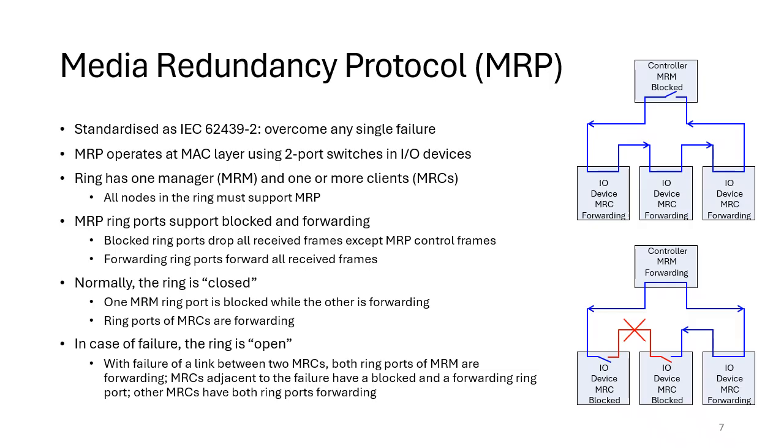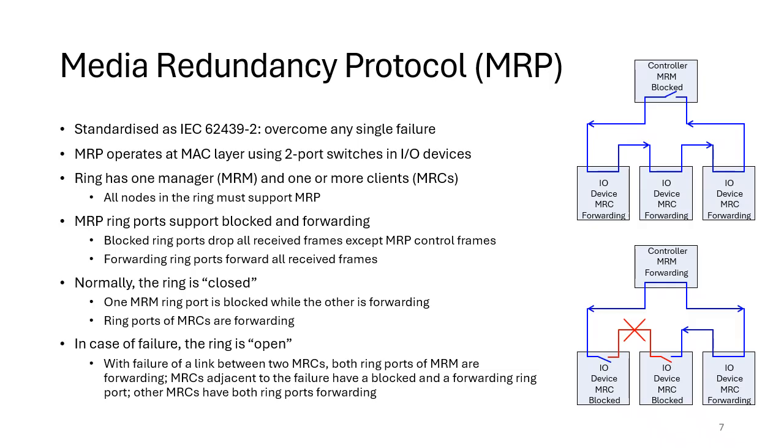Now what the MRP ring does, those ports support blocked and forwarding. The idea there is a blocked ring port drops all received frames except MRP control frames, and a forwarding ring port forwards all received frames. So that's how the system works. Think of it as like a switch.